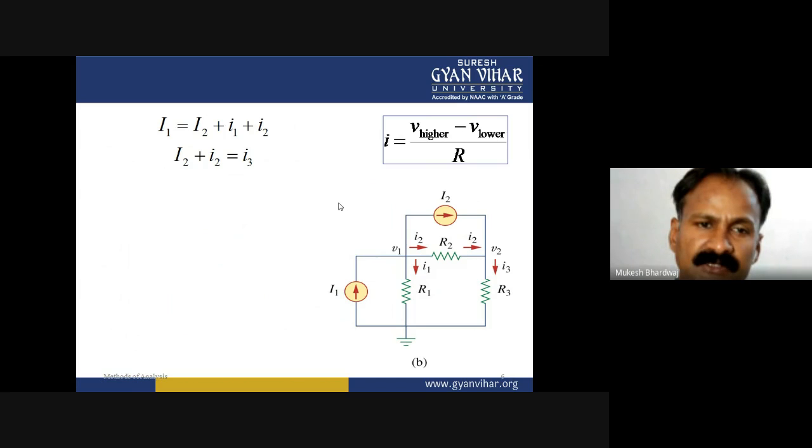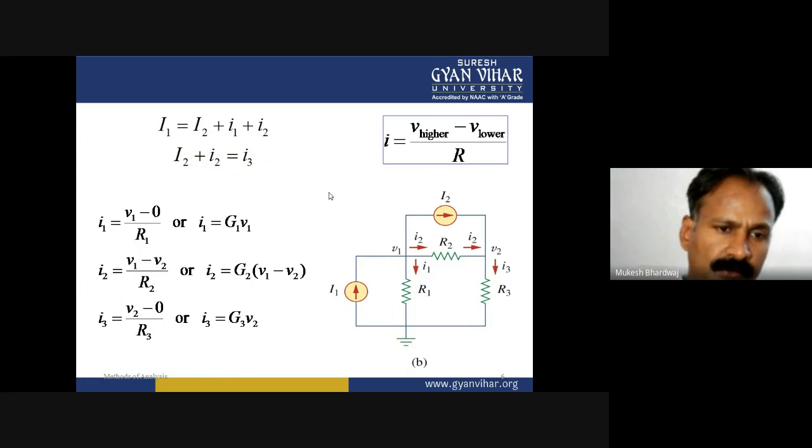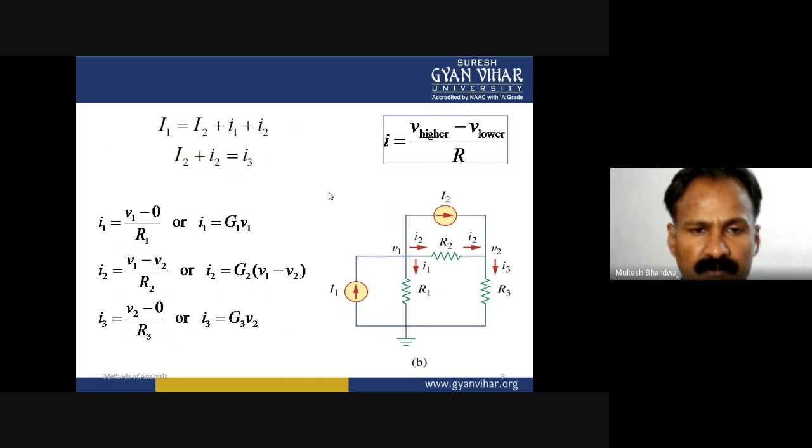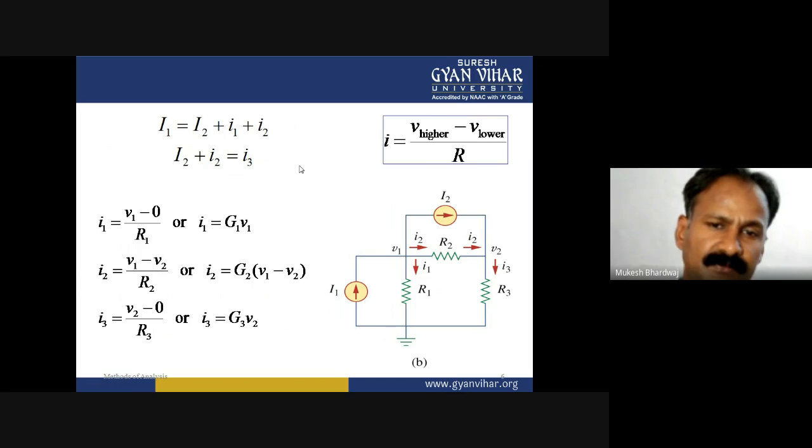So by the help of these equations, I1 equals i1 plus i2 and i2 plus I2 equals i3, we are going to try to find out the solution of the currents. So i1 is equal to V1 minus 0 upon R1, or i1 equals G1V1, where G1 is the reciprocal of resistance. i2 equals V1 minus V2 upon R2, or i3 is equal to V2 minus 0 upon R3, or i3 equals G3V2. So these equations are framed after applying the nodal analysis.